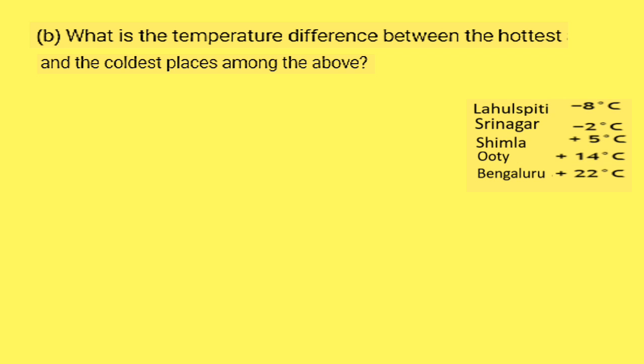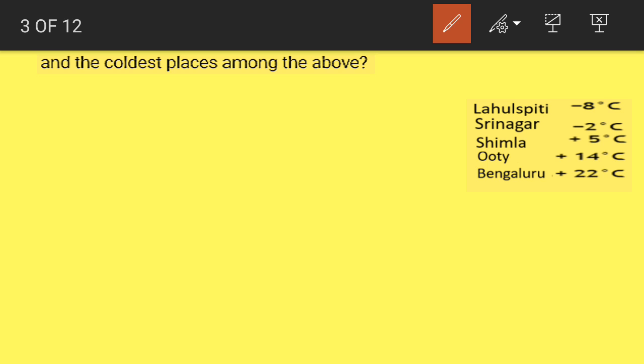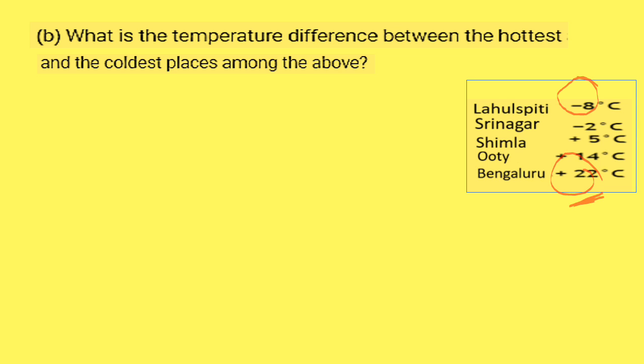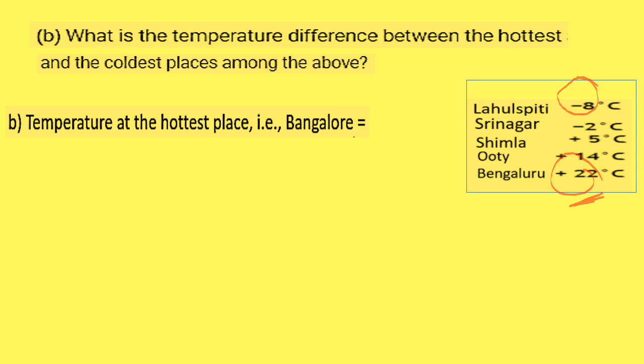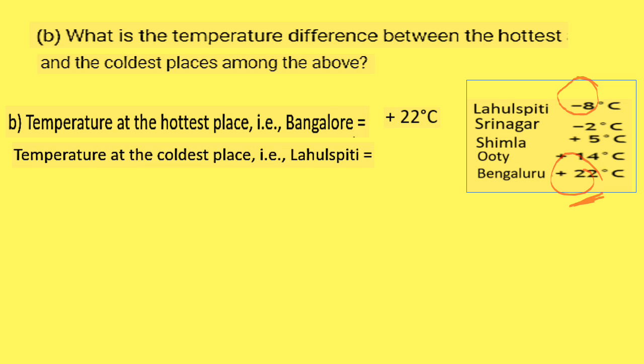Look here, which one will be hottest? Bangalore, right? Bangalore is the greater value. And which one is the coldest? Here -8 is very less. So Bangalore is the hottest and Lahu Splitty is coldest. So I'll write temperature at the hottest place, that is Bangalore, is equal to plus 22 degrees Celsius. Then temperature at the coldest place, that is Lahu Splitty, is equal to -8 degrees Celsius. Okay, these two things I just got from the question.